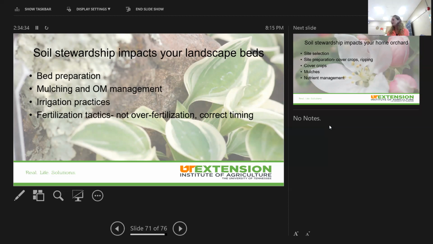Fertilization tactics, don't over fertilize. If your plants are growing fine and they don't seem like they need a fertilizer, don't add it. If you send off your soil test and it says you don't need phosphorus, don't put 10-10-10 down. Just put the nitrogen that it says to put on there. Don't put the extra on. Reduce your inputs, protect the environment.